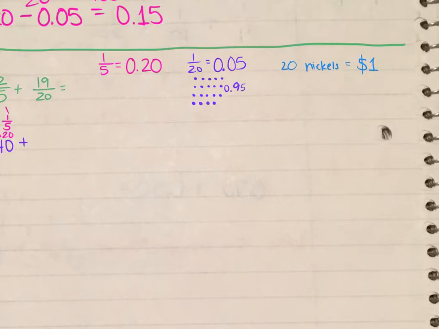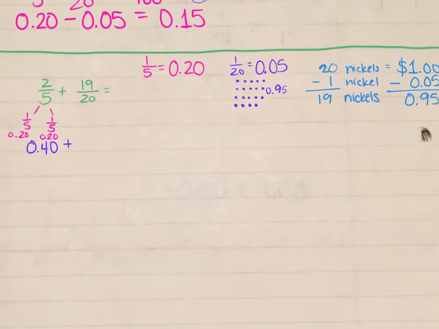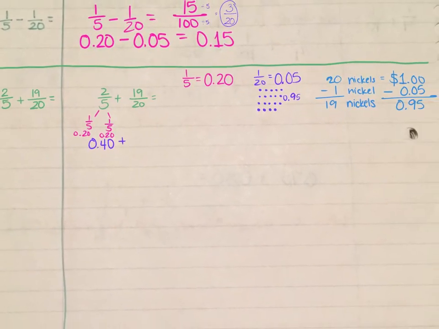So, if I took away 1 nickel from $1, I would have 19 nickels, which is the same as saying $1 minus 5 cents equals 95 cents. So either way, we could get that 19/20 equals 95 cents. So in our problem, we have 40 cents plus 95 cents.